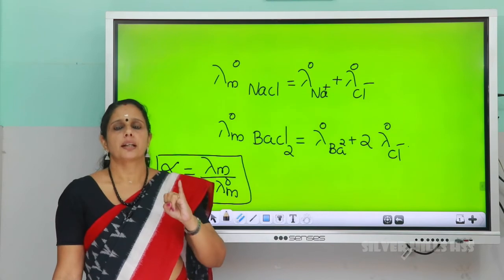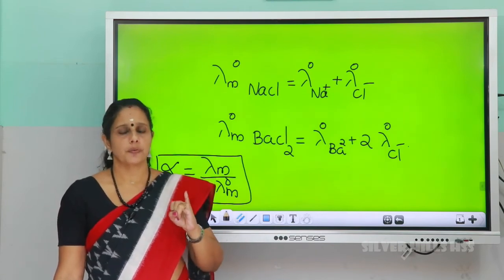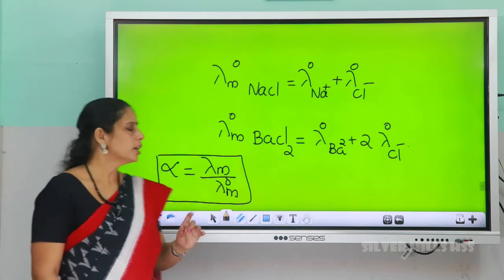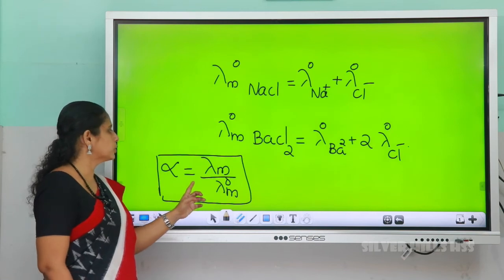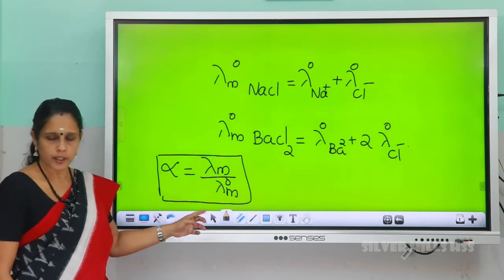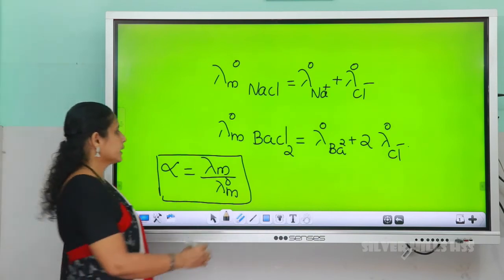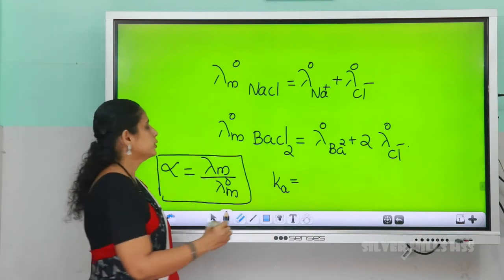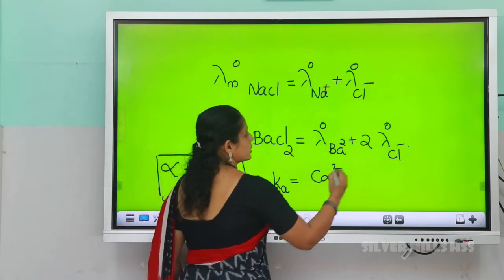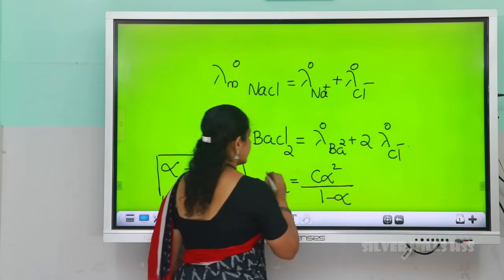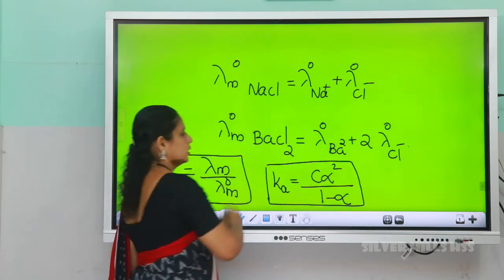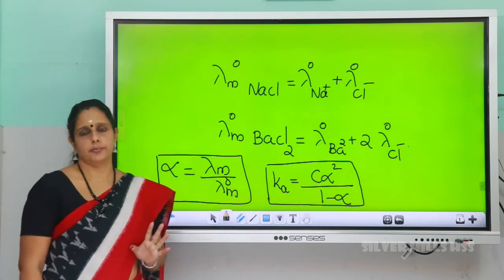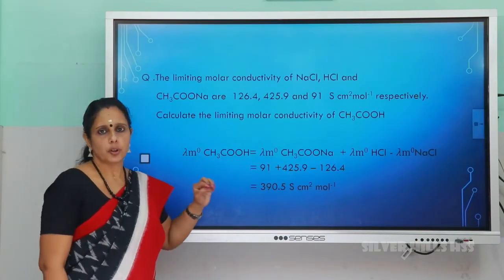First one, we can calculate the limiting molar conductivity of a weak electrolyte. Second one, we can calculate the degree of dissociation using the formula alpha is equal to lambda m by lambda m0. By knowing alpha, we can calculate ionization constant of an acid or a base using the formula C alpha square by 1 minus alpha. So, problems based on these two equations are very important. This is an application of Kohlrausch's law.